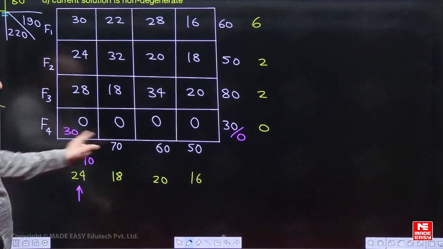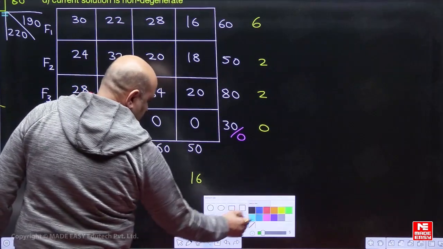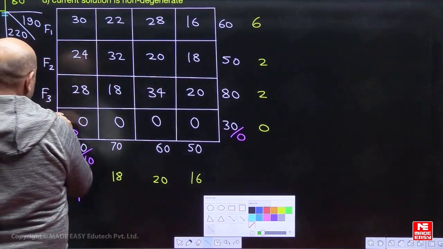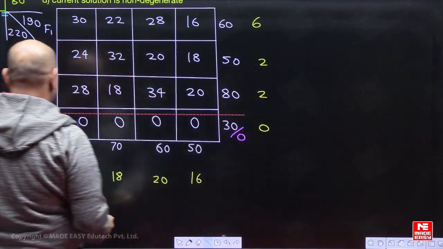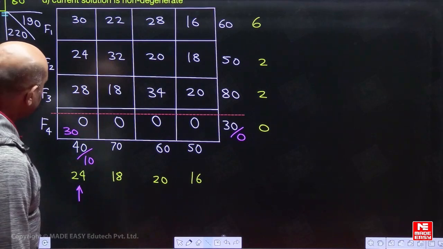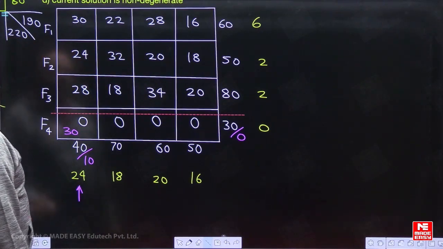Now you can see the fourth row's requirement became 0. The row or column whose requirement becomes 0, we should strike it off so that it cannot be considered again. So we will strike it off like this. Again we will look at the difference between the smallest and second smallest in each row and each column.